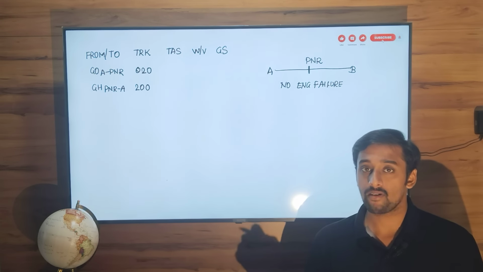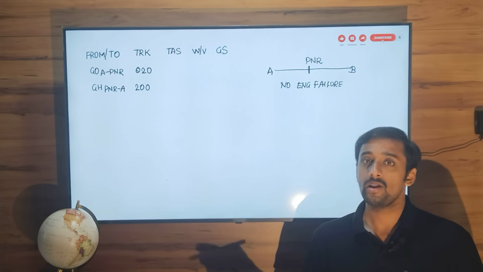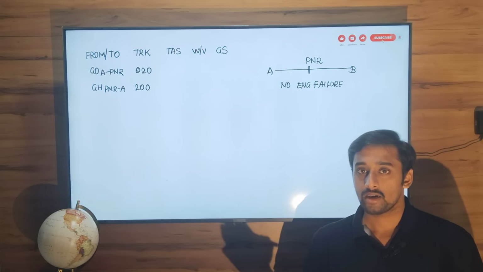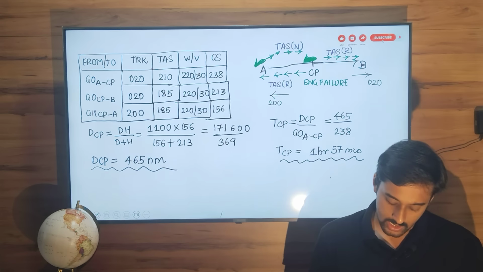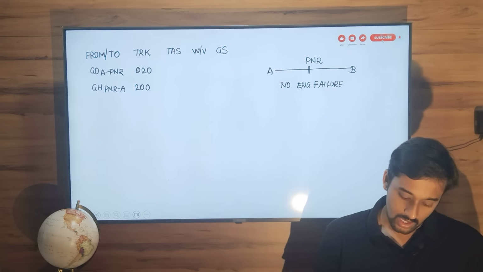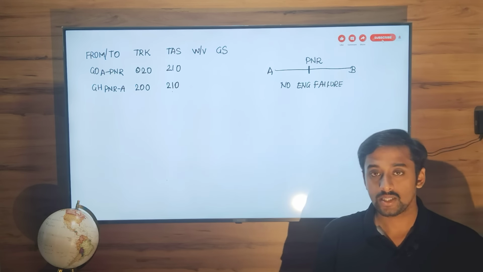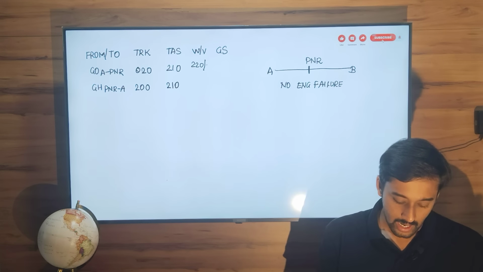But now in this case, they have asked us to calculate just the simple distance and time to PNR. So there is no question of engine failure. So you will only use the TAS that is working for all engines. That means the true airspeed when all engines are working. The reduced TAS which was given to us in this case will not be relevant. So TAS is how much? 210 knots, since no engine failure. Wind velocity is 220 at 30.